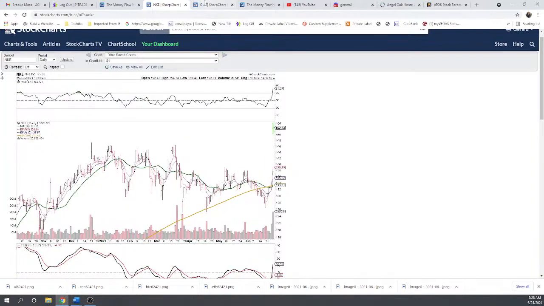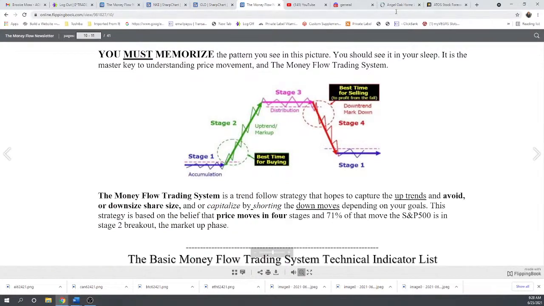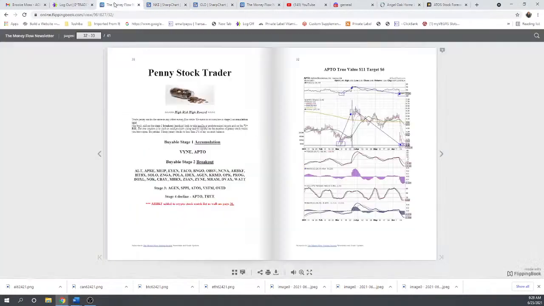So we're holding ATOS. Back to my man, though. Let's look at other stocks on here.